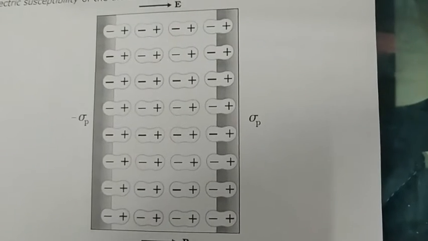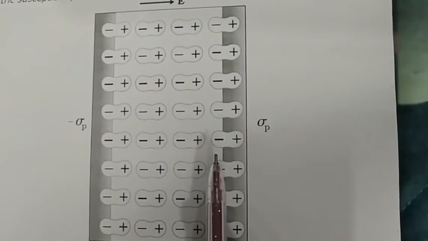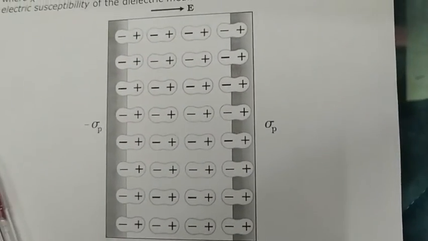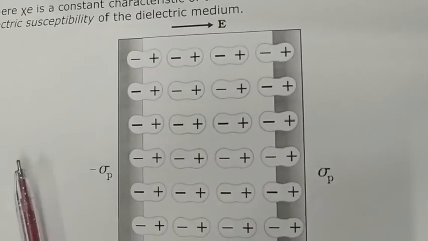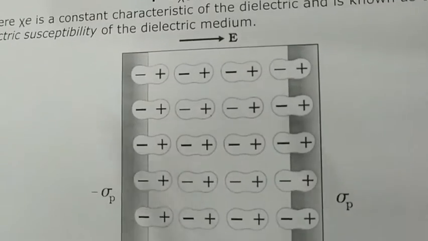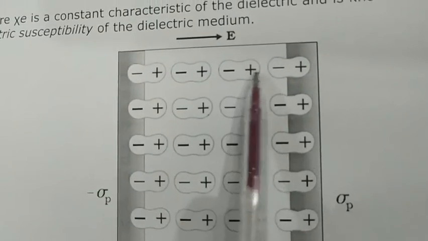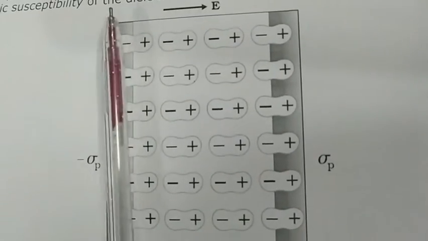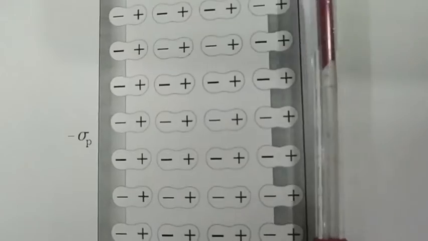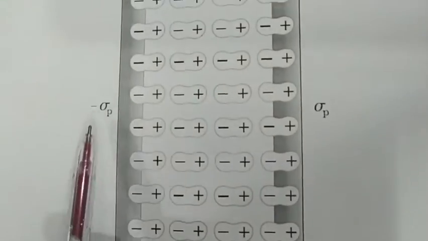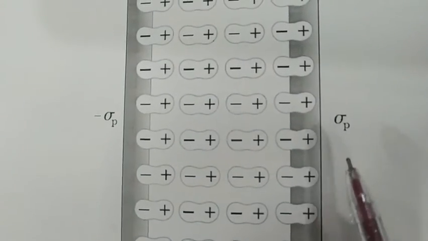Now, what happens when we put a dielectric substance in an external electric field? The negative charges are aligned in a particular direction and the positive charges are aligned in another direction. In this condition, the plus and minus effect inside will be cancelled. So on one edge we get negative charge and on the other edge we get positive charge. On this edge we get a surface charge density of minus sigma p, and here we get plus sigma p.